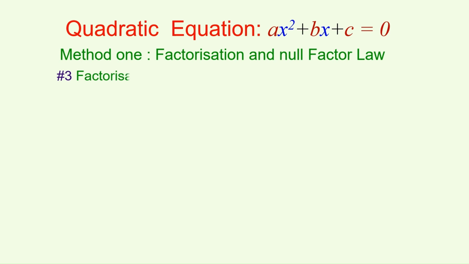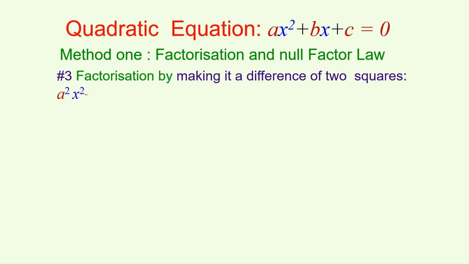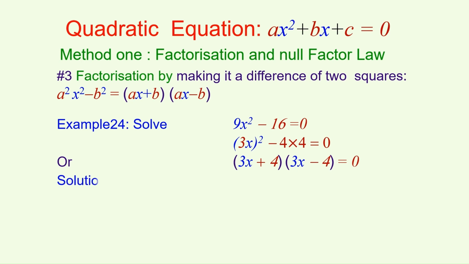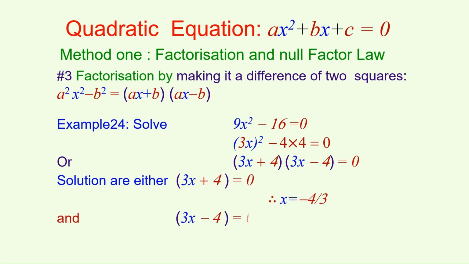Number 3. Factorization by making it a difference of two squares: a squared x squared minus b squared equals (ax plus b)(ax minus b). Example 24. Solve 9x squared minus 16 is equal to 0. (3x) squared minus 4 times 4 is equal to 0. Or (3x plus 4)(3x minus 4) equals 0. The solutions are either 3x plus 4 equals 0, therefore x equals minus 4/3, and 3x minus 4 equals 0, therefore x equals 4/3.